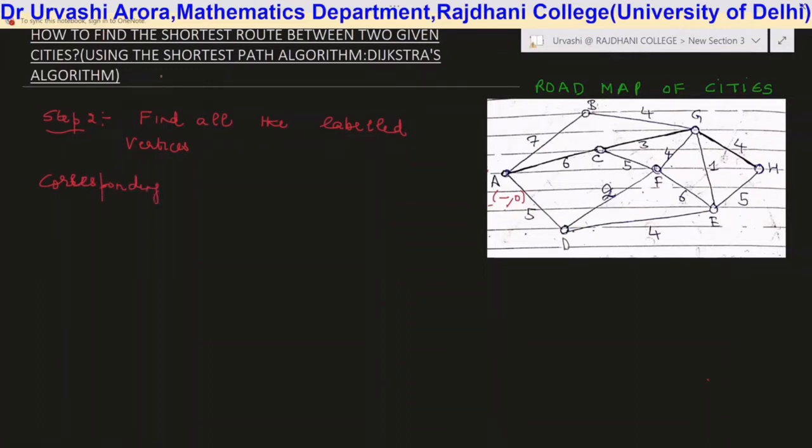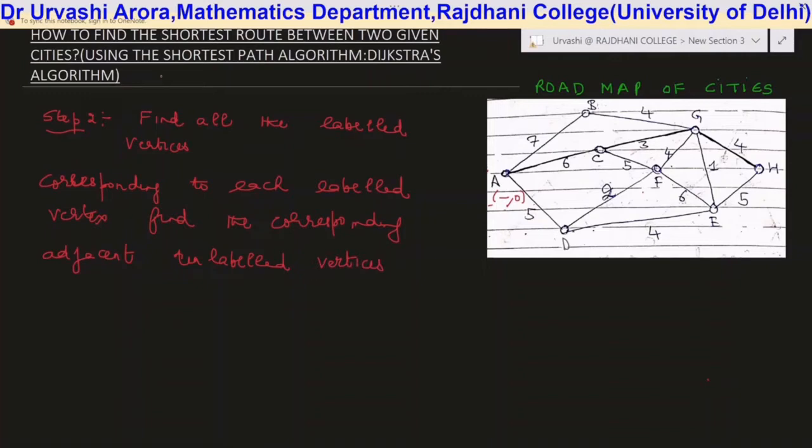the adjacent unlabeled vertices. So corresponding to each labeled vertex, find the adjacent unlabeled vertices. Now what does that mean? First of all, the only labeled vertex that we have so far is A, and the label that we have given to A is dash 0. Corresponding to this labeled vertex A, we have to find all the adjacent unlabeled vertices.